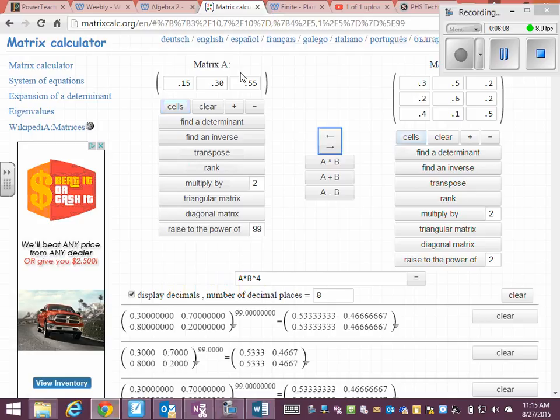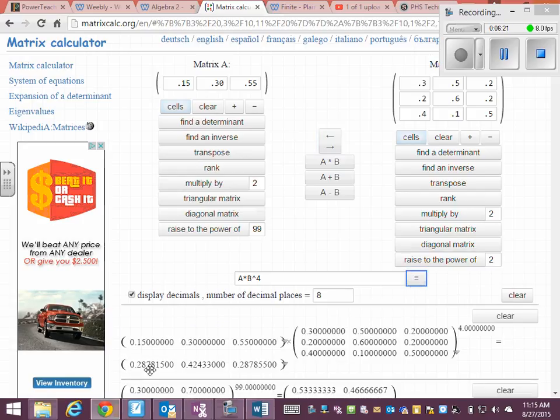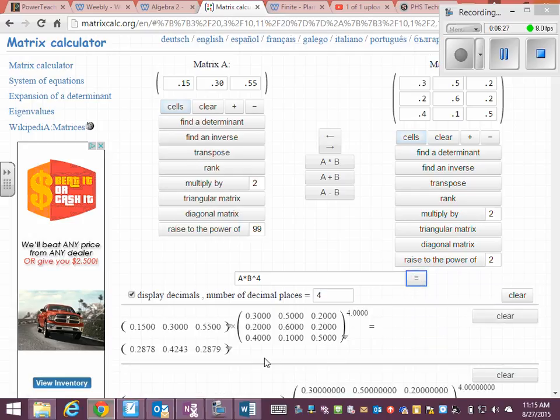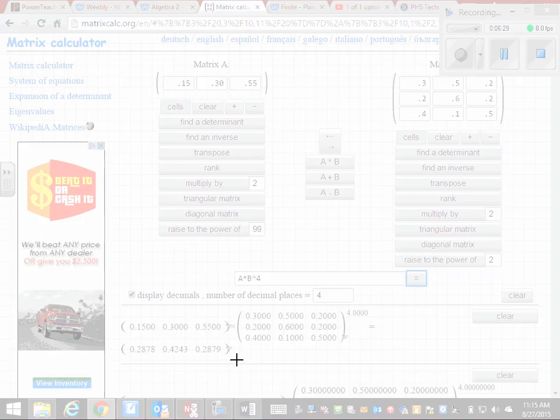I'm taking A, which is this 1 by 3, times this, which is a 3 by 3, taken to the 4th power, which is going to end up giving me a 1 by 3. So when I multiply these, I don't know that I need 8 decimal places, so I'm going to change it to 4. And I get this answer right here.